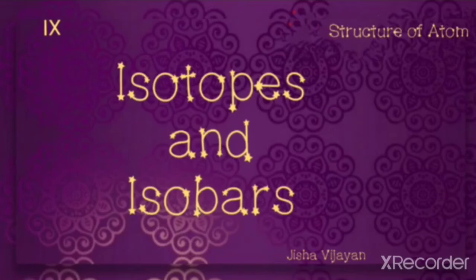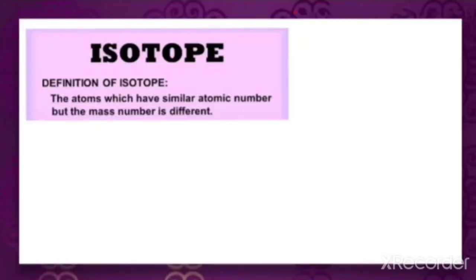Hello students, let us discuss isotopes and isobars in the chapter Structure of Atom. Let us first define isotope. Atoms having same atomic number but different mass number are called isotopes.